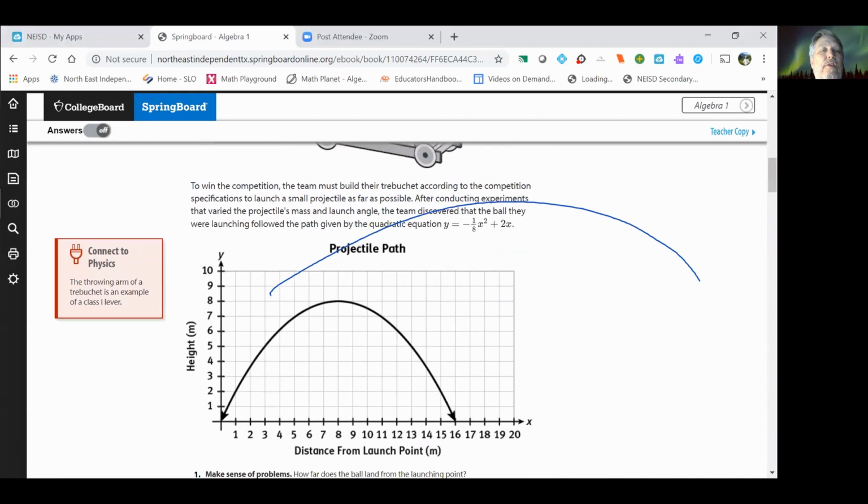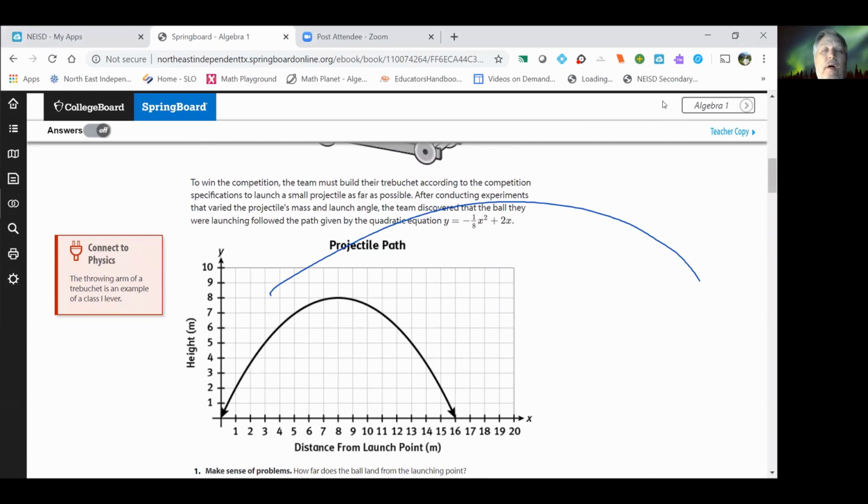To win the competition, the team must build a trebuchet according to the competition specifications and launch a small projectile as far as possible. After conducting experiments that varied the projectile's mass and launch angle, the team discovered that the ball they were launching followed a path given by the quadratic equation y equals -1/8 x squared plus 2x. And then we have the graph of that.